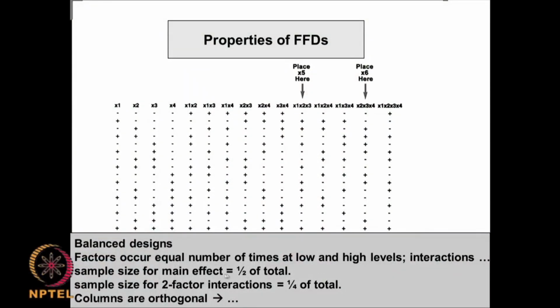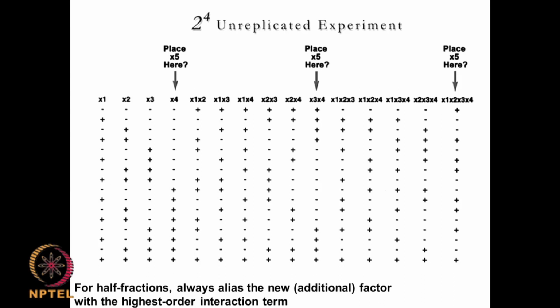So sample size for main effect, we will take half of total, sample size for 2 factor interactions 1/4. So these are the properties. Once you make your design, check in case you made any mistake, whether the design is balanced, whether it is orthogonal, whether the resolution is more than 3, and so on. You need to understand these properties.